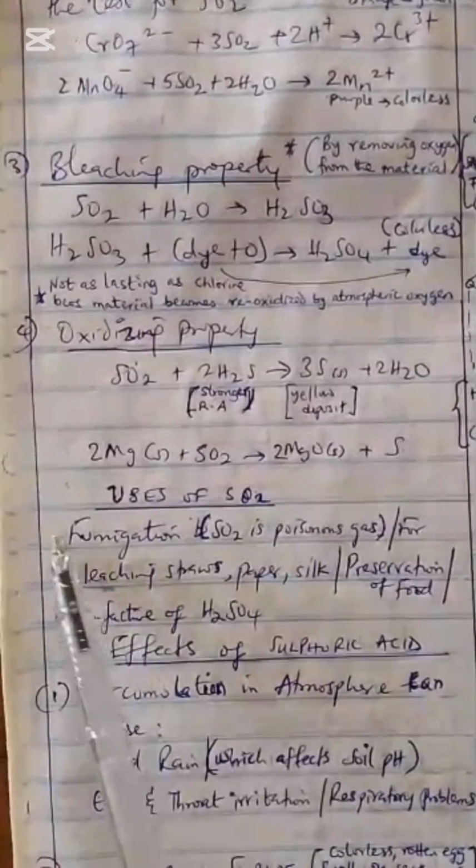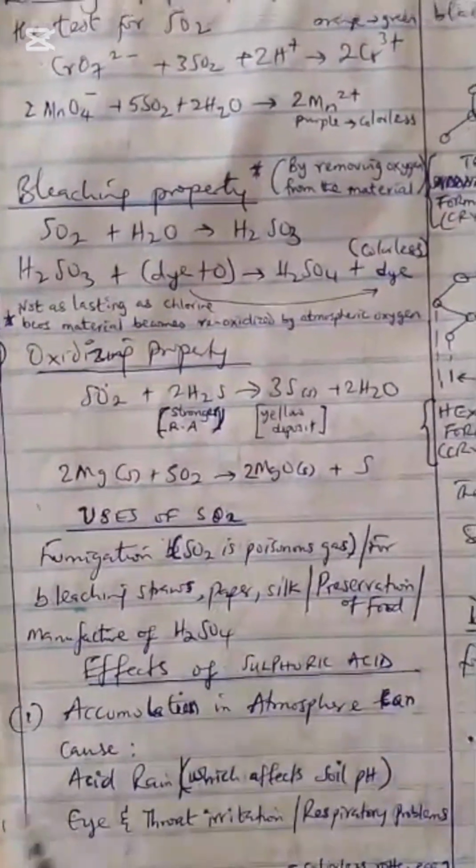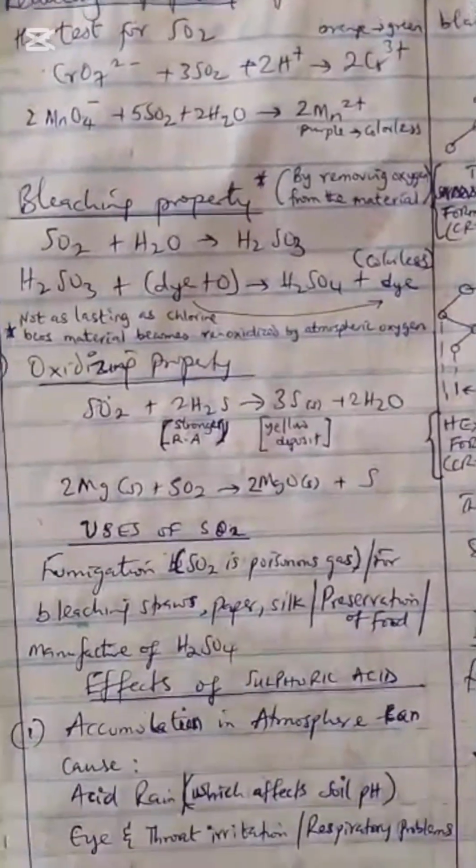Uses of sulfur oxide include fumigation, because it's a poisonous gas, bleaching straw, paper, and silk, preservation of food, and manufacture of sulfuric acid.